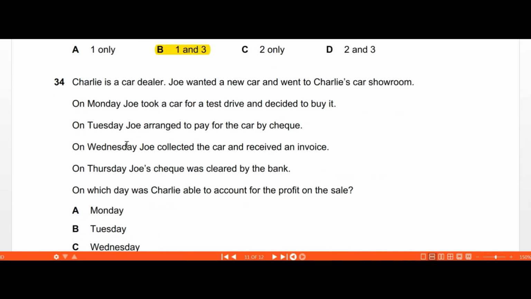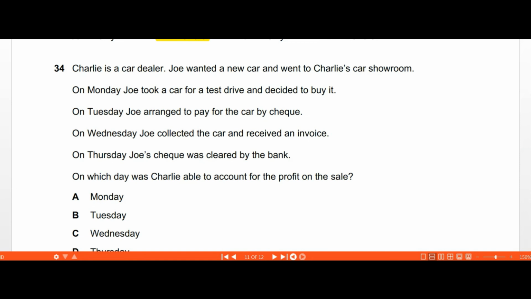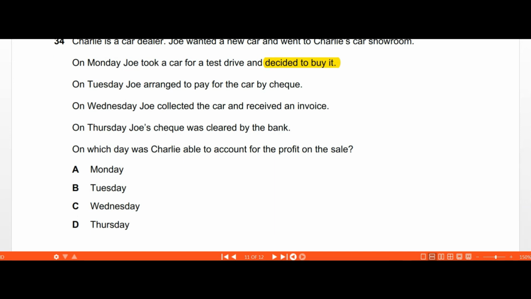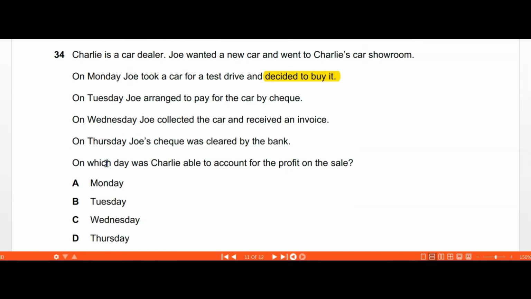Moving on to question number 34. Charlie is a car dealer. Joe wanted a new car and went to Charlie's car showroom. On Monday, Joe took a car for a test drive and decided to buy it. So he hasn't bought it yet. He decides to buy it. On Tuesday, Joe arranged to pay for the car by check. On Wednesday, Joe collected the car and received an invoice. On Thursday, Joe's check was cleared by the bank.